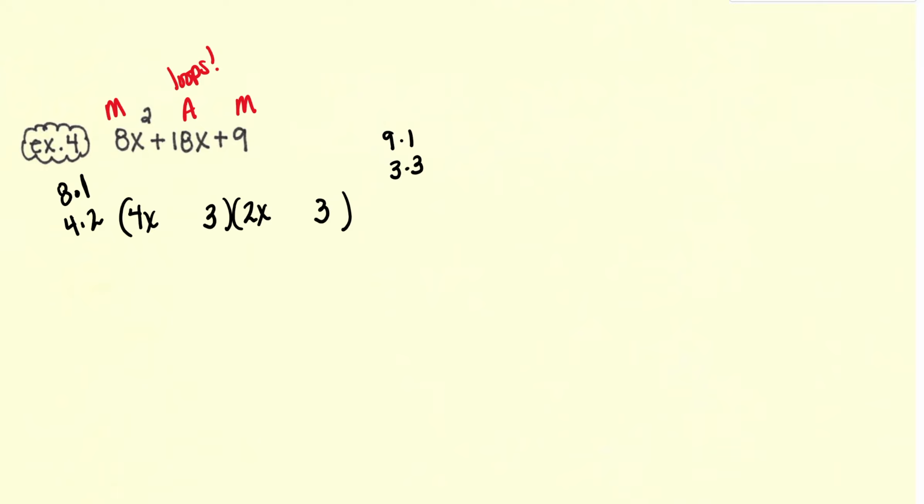All right, let's check our loops. 3 times 2 is 6x. 4 times 3 is 12x. And we got lucky on the first guess because 6 and 12 can get me to 18 if I make them both be positive. Work them together, add to get 18.